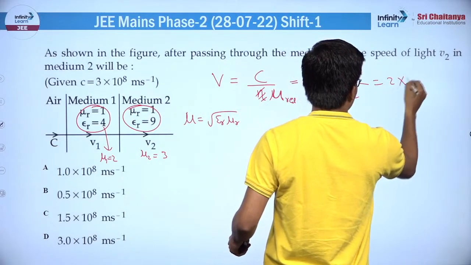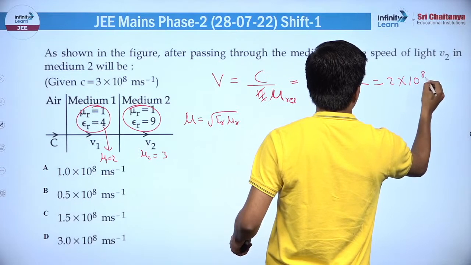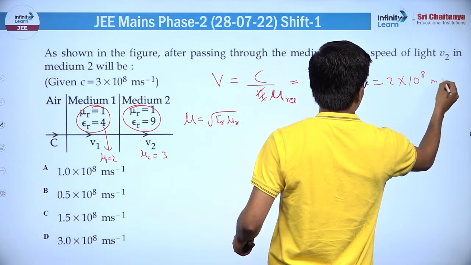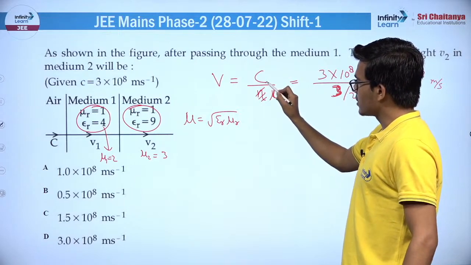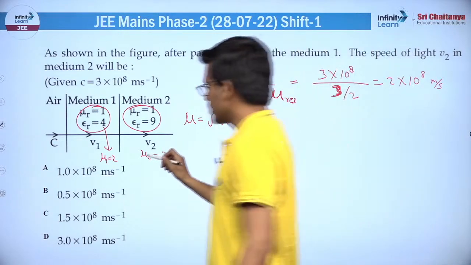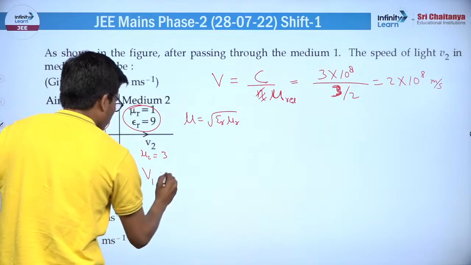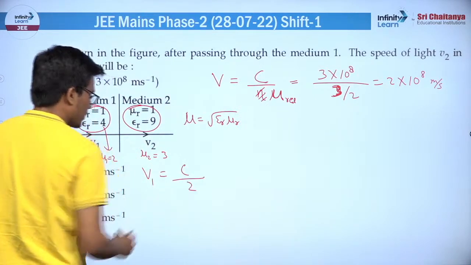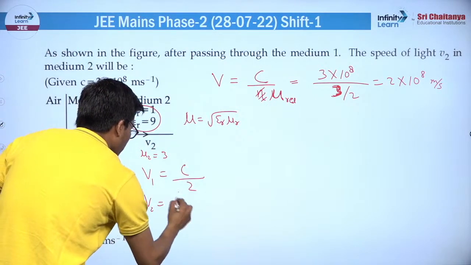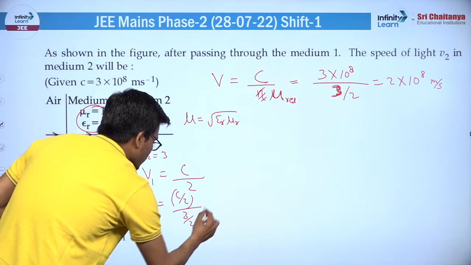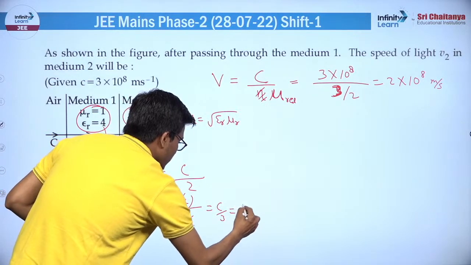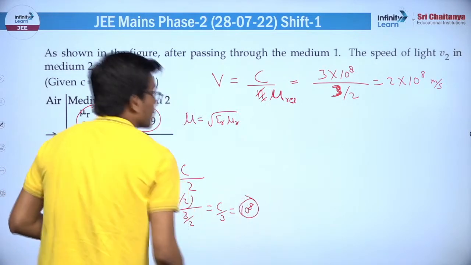So my answer should be 10 to the power 8 meter per second, but here you have to check whether you have taken this right or not. So you can find this V1 also. V1 will be C by mu relative, that is C by 2. So V2 will be C by 2 divided by the relative mu of 3 by 2. So the answer should be C by 3, that is 10 to the power 8 meters per second.